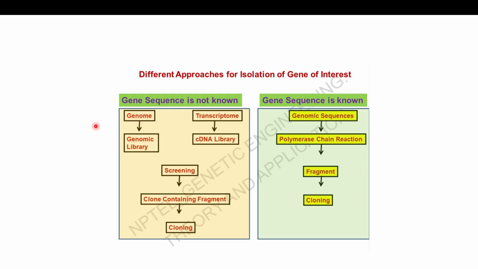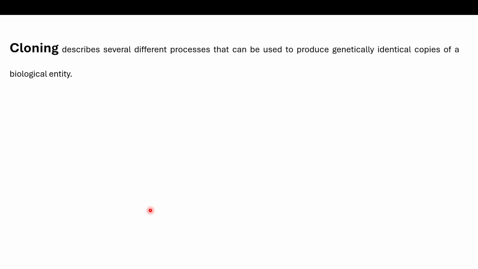And so the first is when the gene sequence is known. Okay. So basically, what does cloning mean? When we say we are cloning this particular gene of interest, what does cloning mean? It means to produce multiple, identical copies of a particular gene of interest. In general, cloning of a gene refers to creating several identical copies of a particular gene of interest.